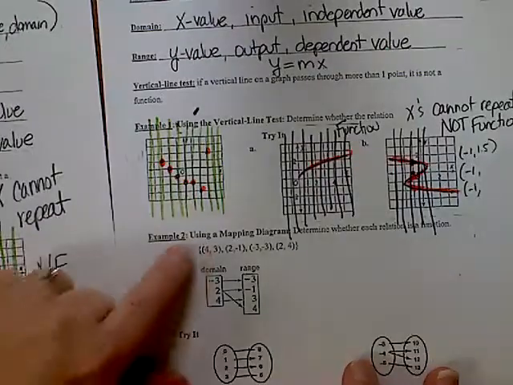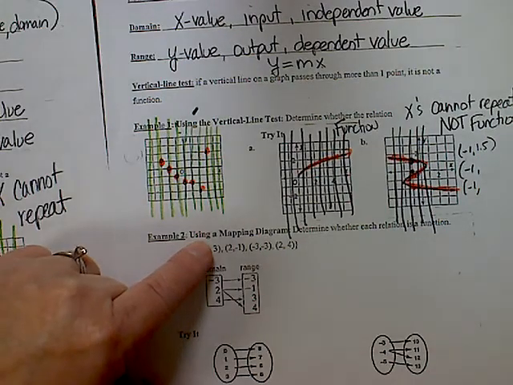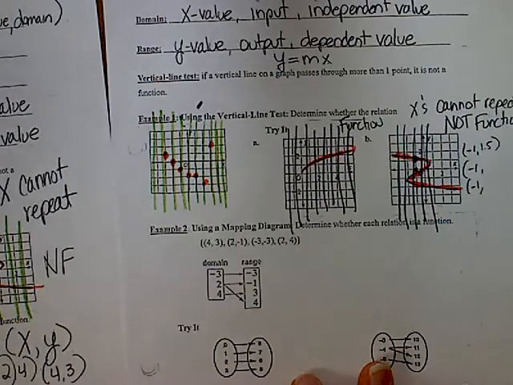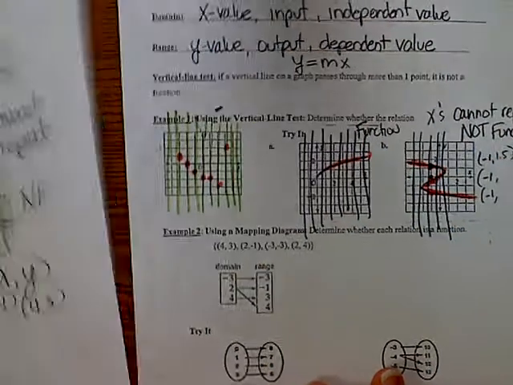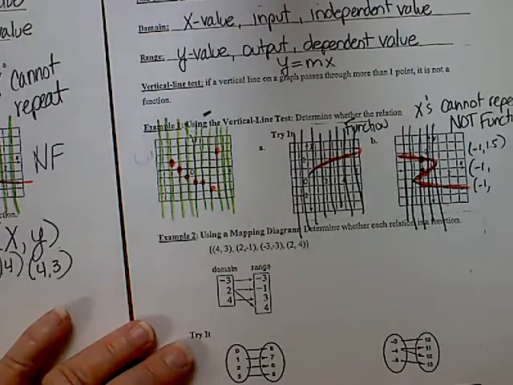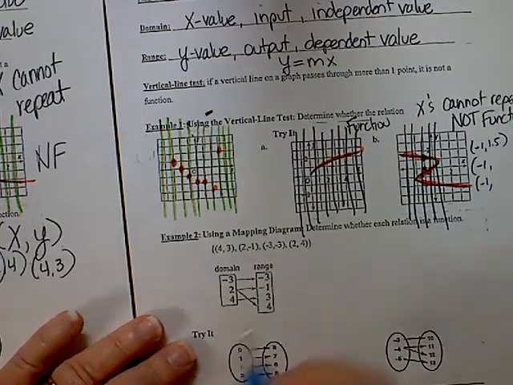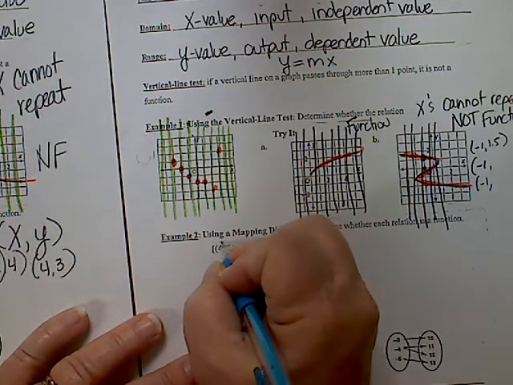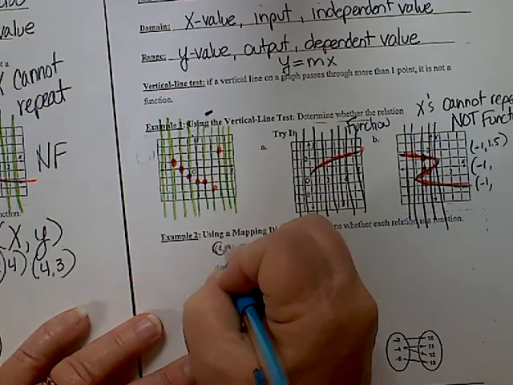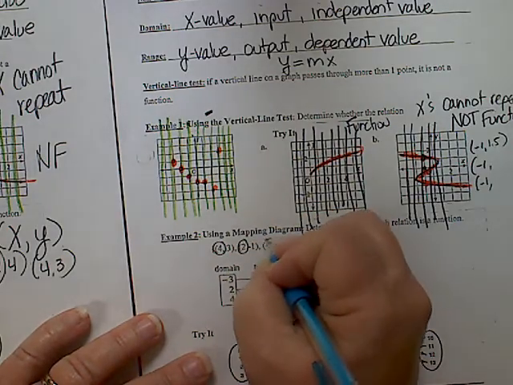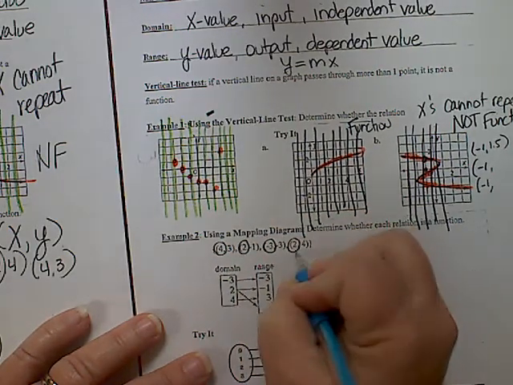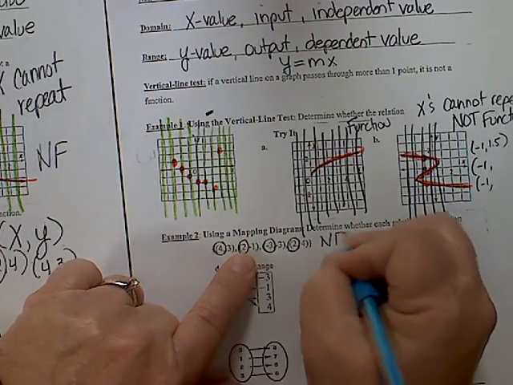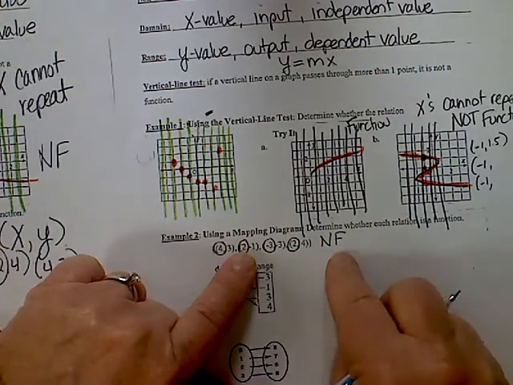Another thing they give us is mapping, and mapping is used to identify functions. It's very common. Determine whether each relationship is a function. I'm going to start using NF for not a function and F for function. When I'm given ordered pairs, one way to do that is to circle and say your x's: 4, 2, -3, 2. Oh, I said 2 twice. Therefore, this is not a function. All right? Not a function.